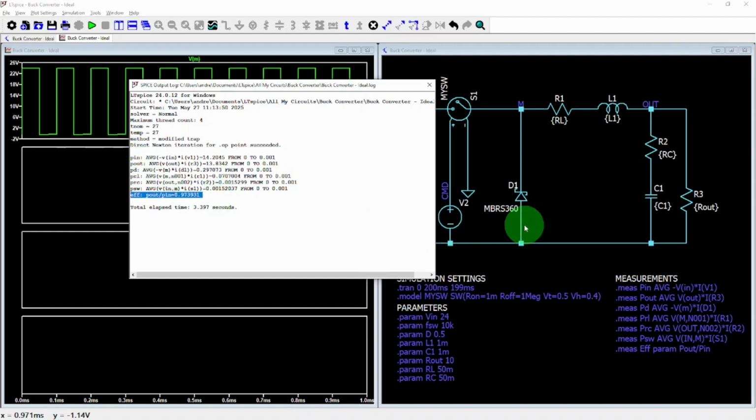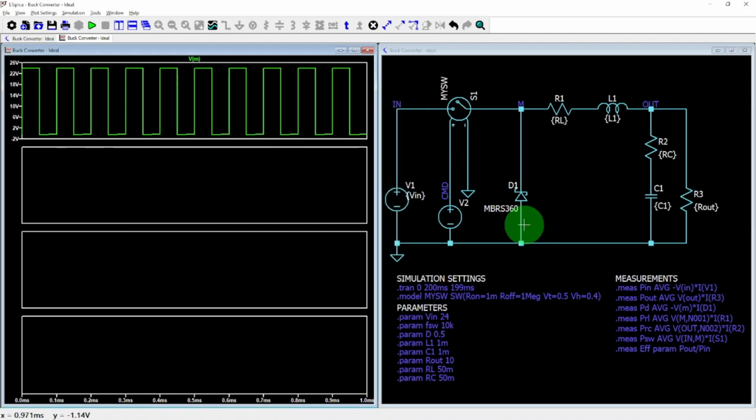There are many more factors that influence converter efficiency, and we'll explore them in more detail in future videos. We'll also build more accurate models of the buck converter to analyze losses, conduction modes, and control schemes more deeply.